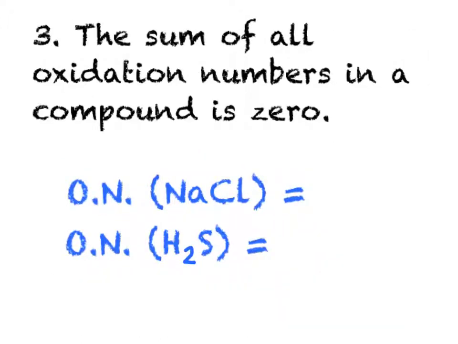The third rule says that the sum of all oxidation numbers in a compound is 0. That means the oxidation numbers of all the different atoms that are making up a compound must add up to a total of 0.